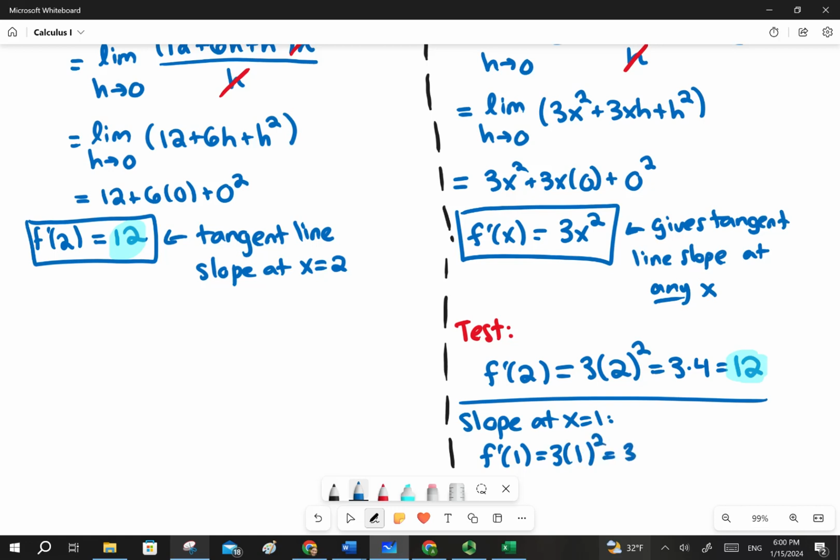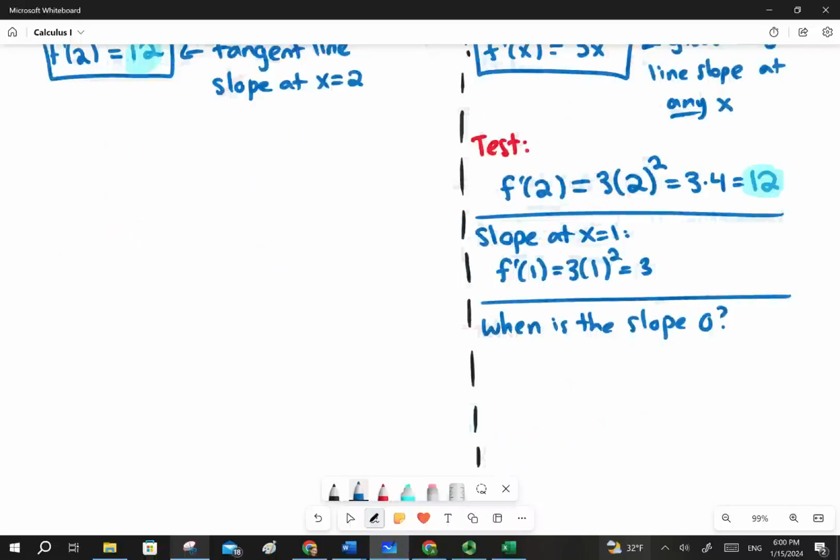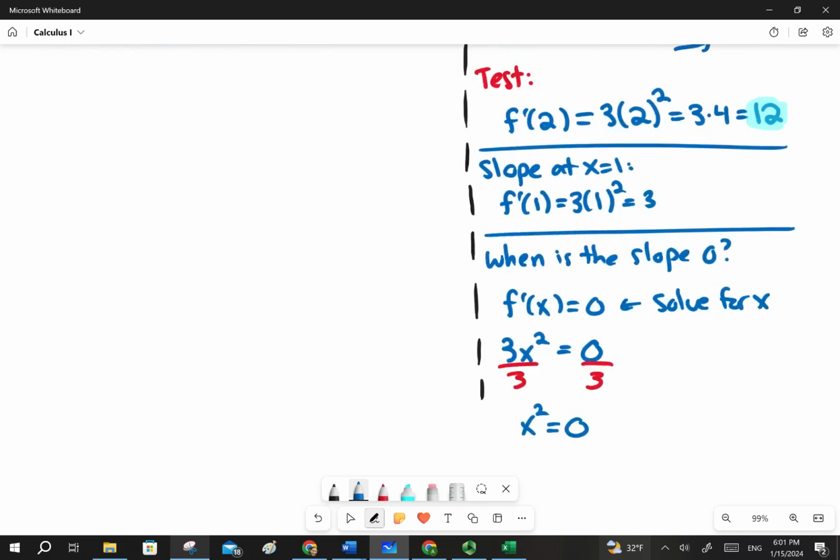We could even solve for when the tangent line has a specific slope. Suppose we wanted to know when the tangent has slope 0, which turns out to be very useful. Later, we'll solve for when the derivative is equal to 0 to find out where functions have maximums and minimums. We can set f prime of x equal to 0 and solve for x. f prime of x equals 3x squared. So if 3x squared equals 0, then x squared equals 0, so x equals 0.